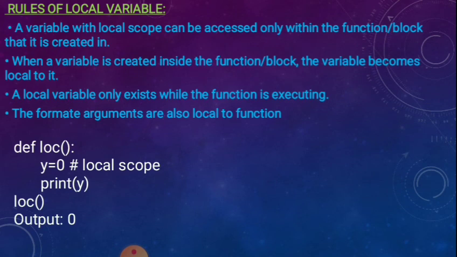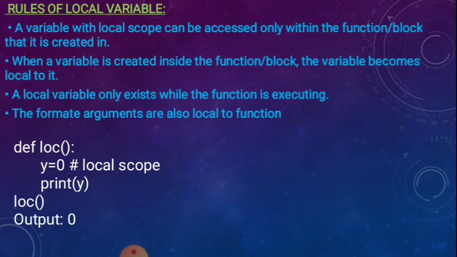Here we see one example: def local(), then y equals 0. The validity or limitation of this y is that it will be accessible only inside the local function. Once you get out of that function, you will not be able to access this y variable. Here we just print y inside the function so that we get the output 0.